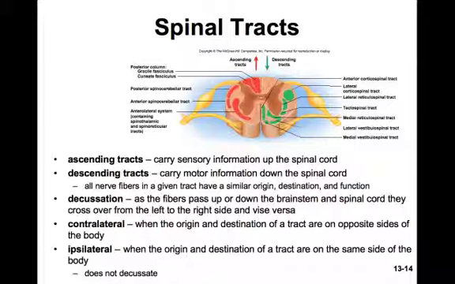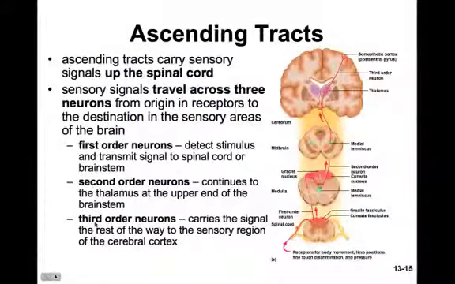Some fibers, though, will maintain an ipsilateral pathway. That is, the origin and destination of the tract are on the same side of the body. They do not decussate or cross over to the other side. Now, ascending tracts, again, carry sensory signals up the spinal cord.